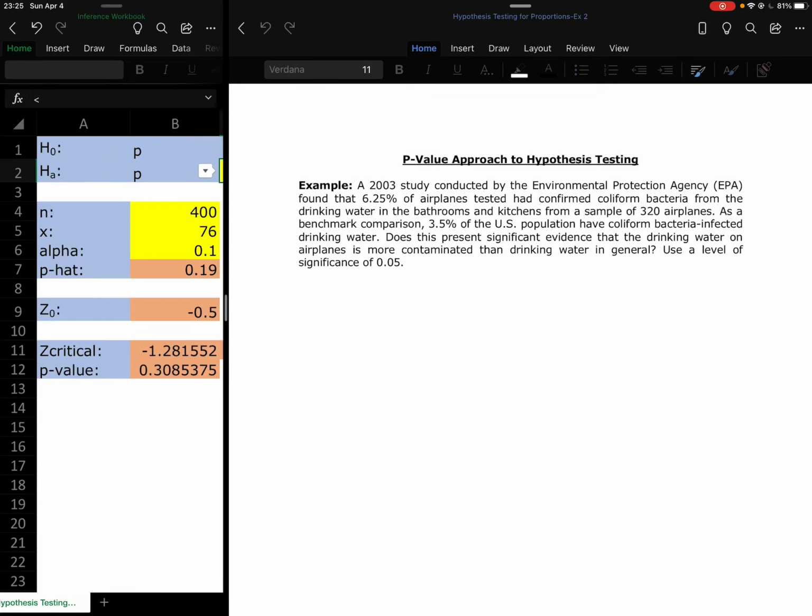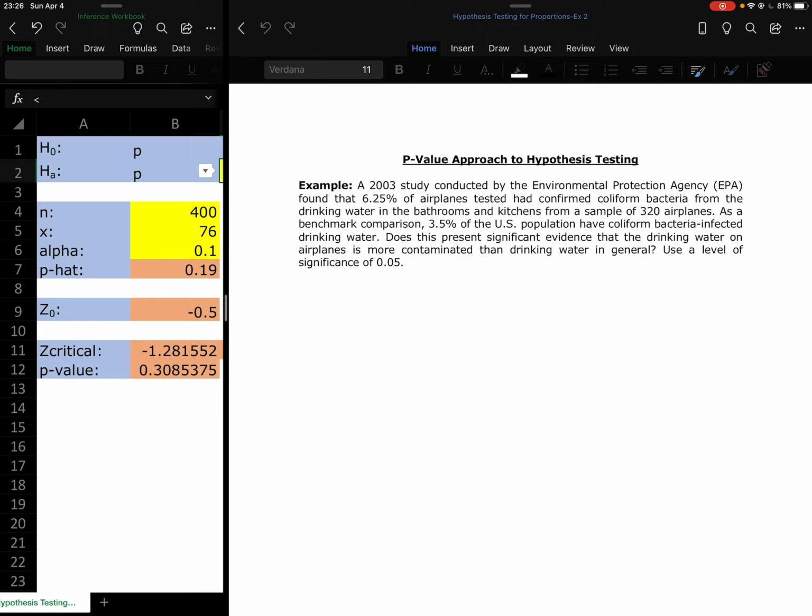Continuing on to example 2 on how to do the p-value approach for a hypothesis test. So this example reads, a 2003 study conducted by the Environmental Protection Agency, the EPA, found that 6.25% of airplanes tested had confirmed coliform bacteria from the drinking water in the bathrooms and kitchens from a sample of 320 airplanes. As a benchmark comparison, 3.5% of the U.S. population have coliform bacteria-infected drinking water. Does this present significant evidence that the drinking water on airplanes is more contaminated than drinking water in general?